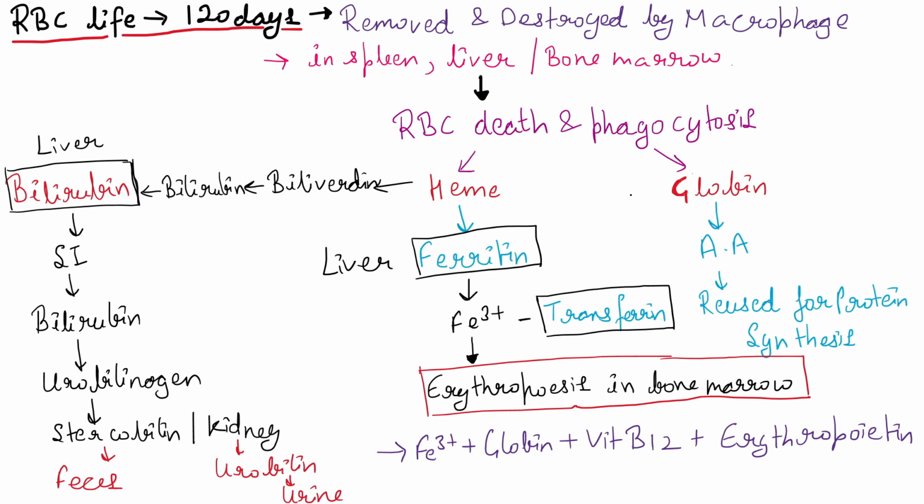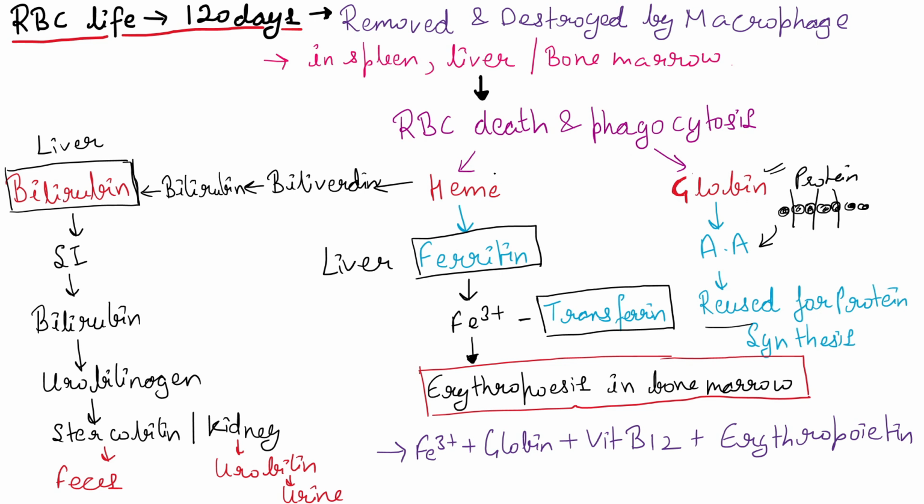So, RBC death and phagocytosis. So now the RBC has died, phagocytosis has happened. So it converts into heme and globin. First of all, let's talk about the globin part. The globin part was the protein part. As we all know, protein is made up of small chains of amino acids. So when we break these protein molecules, we get amino acids. Now these amino acids are used for the synthesis of some other protein.